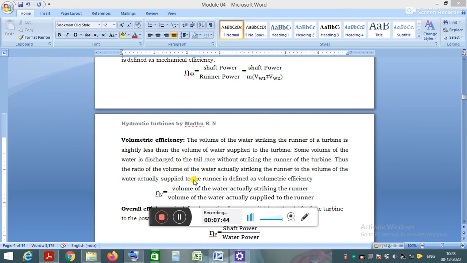The volume of the water striking the runner of a turbine is slightly less than the volume of the water supplied to the turbine. Some volume of the water is discharged to the tail race without striking the runner. Thus, the ratio of water which actually strikes the runner to the volume of the water actually supplied to the runner is called the volumetric efficiency.